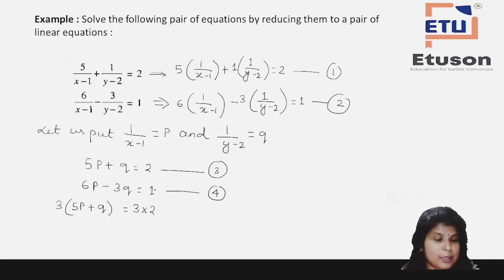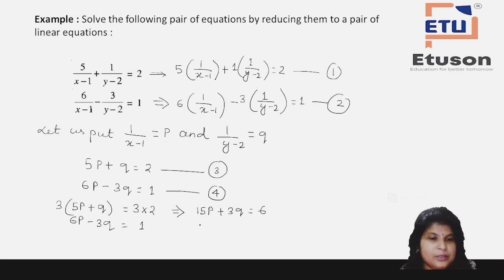Now I am not multiplying anything to the fourth equation because by multiplying 3 you are getting plus 3q, and if you add minus 3q it will become 0, because now I am trying to eliminate the q variable. So let us write down the fourth equation as it is. Okay. Now what will be your third equation? When multiplied with 3 it will be 15p plus 3q is equal to 6. Correct or not? Okay. Now this fourth equation is 6p minus 3q is equal to 1.